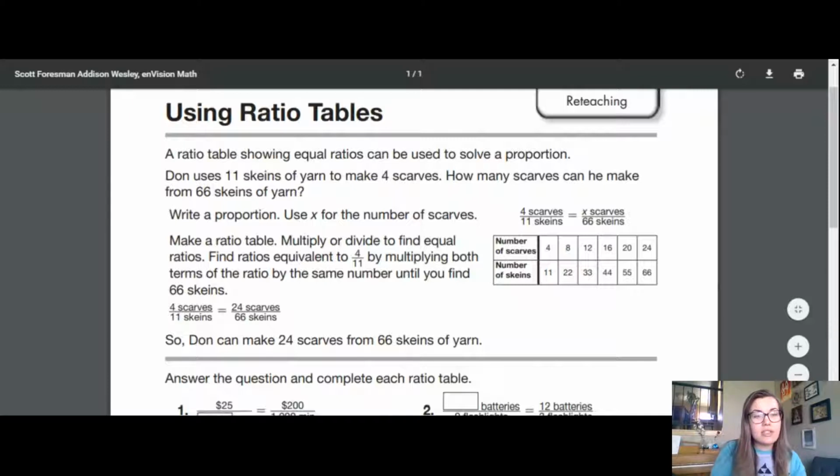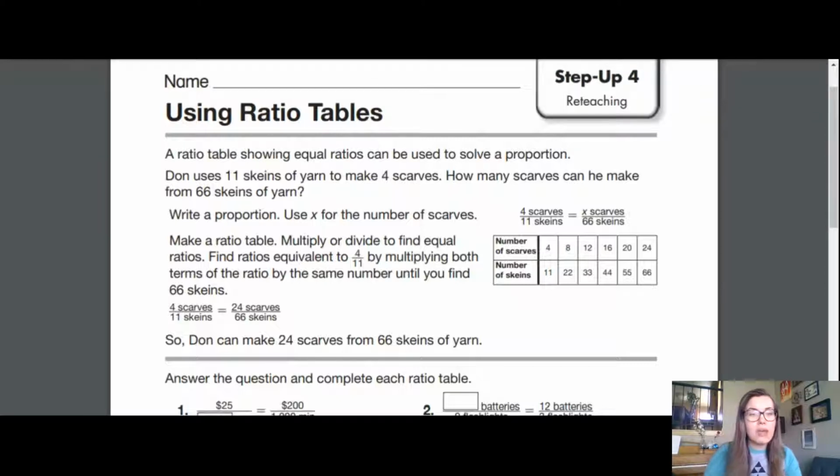Don uses 11 skeins of yarn to make 4 scarves. How many scarves can he make from 66 skeins of yarn? So use a proportion, use X for the number of scarves, okay? So for instance, they give us this first part. They say that Don uses 11 skeins of yarn to make 4 scarves. That's the information that we know. That's the proportion of scarves he can make with the skeins that he has. So he has 4 scarves and he has 11.